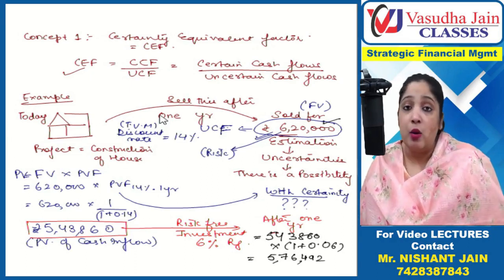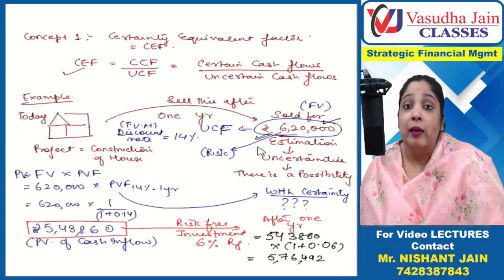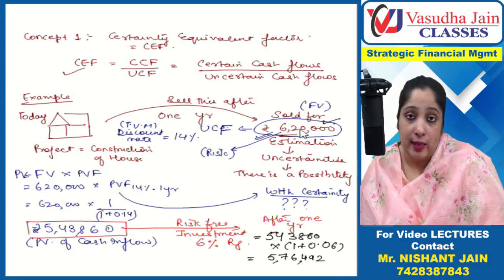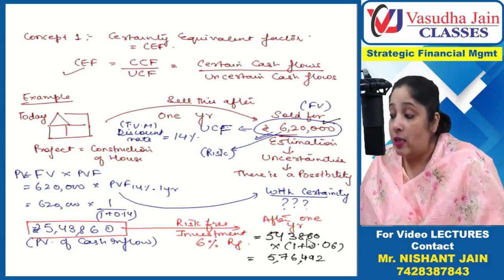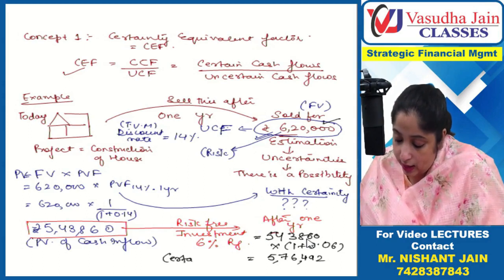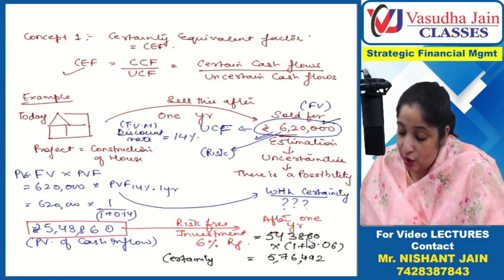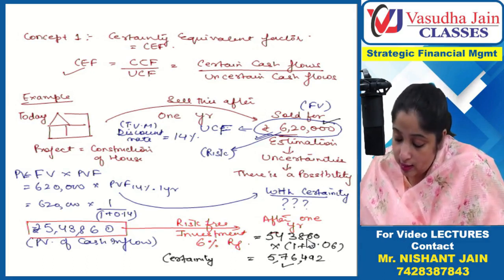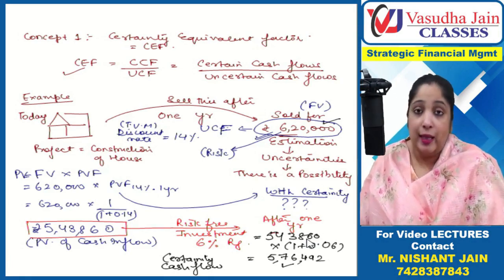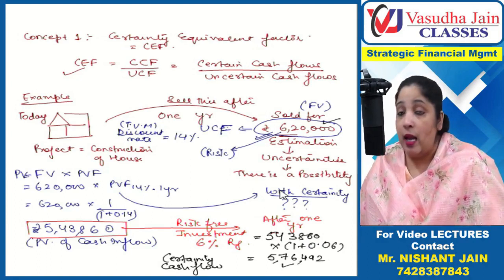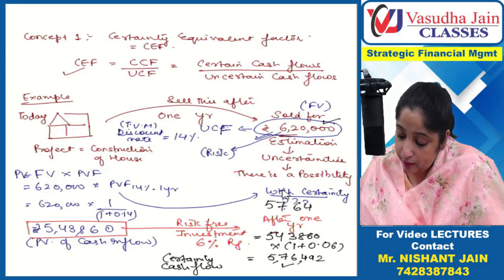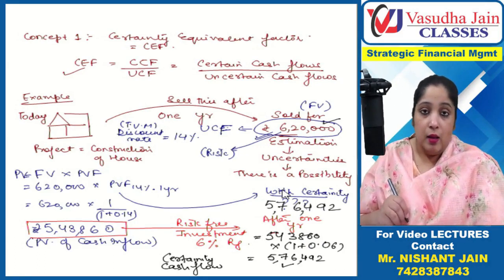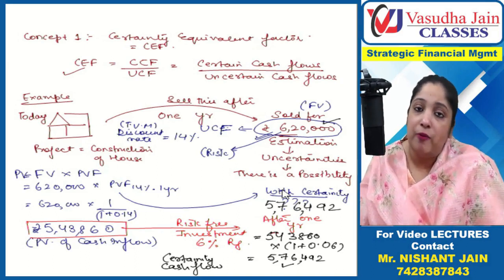Now, if we include the risk portion, the uncertainties, then this house can be sold for 6,20,000. But if this amount is invested in a risk-free investment, then can I say with certainty that I will be getting a cash inflow of 5,76,492? This is certain cash flow. So when I was asking my friend whether he can purchase my house with certainty, then with certainty, how much money should I get from my friend? Because with certainty, I can get the same amount from the bank also.